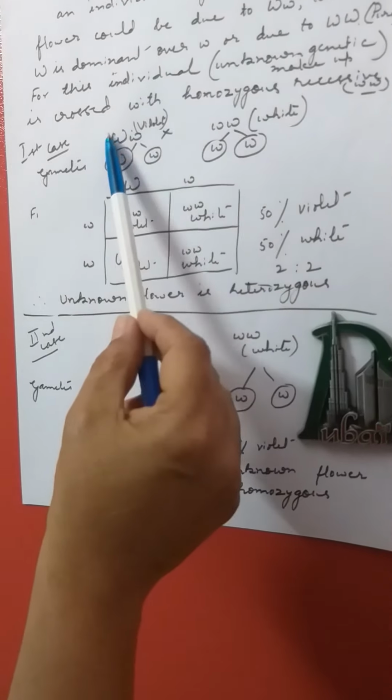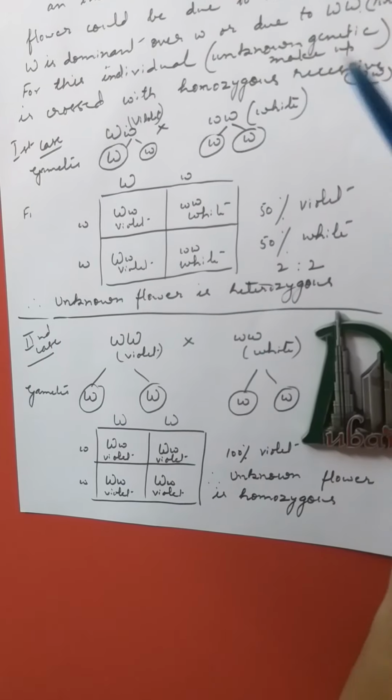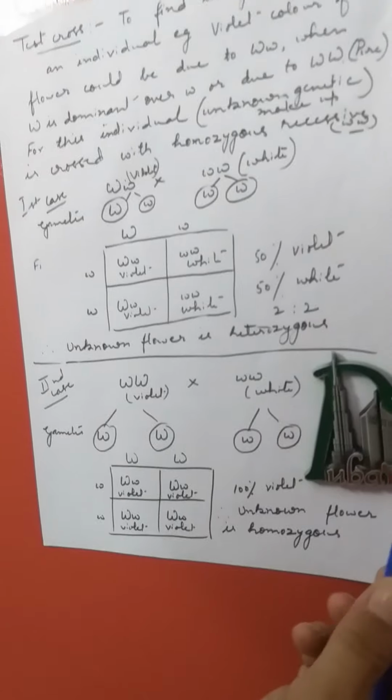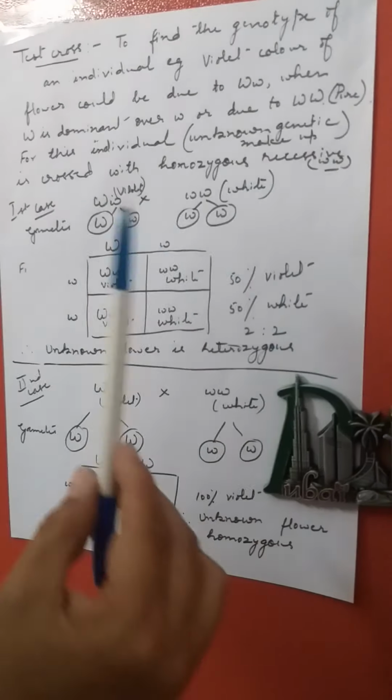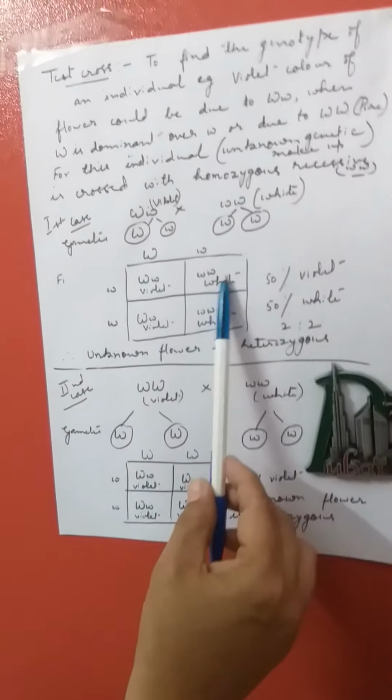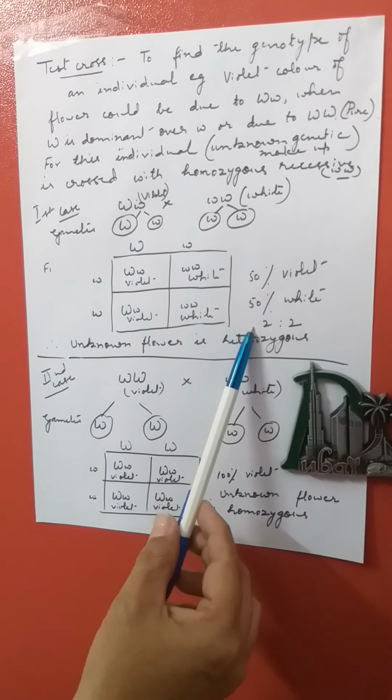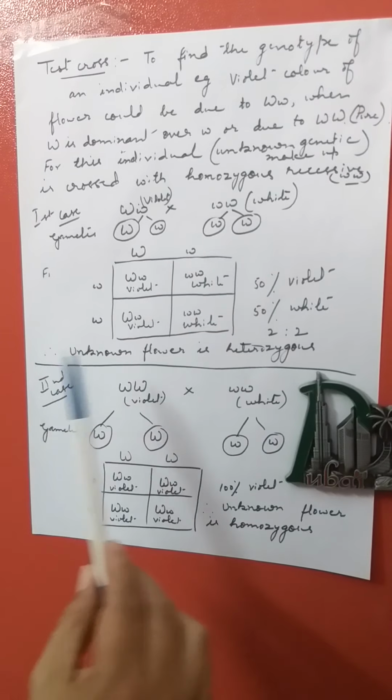That is why the unknown flower is heterozygous. Heterozygous means capital W, small w. It means if we get this result, 50% like one parent and 50% like the recessive parent, the unknown case will be heterozygous.